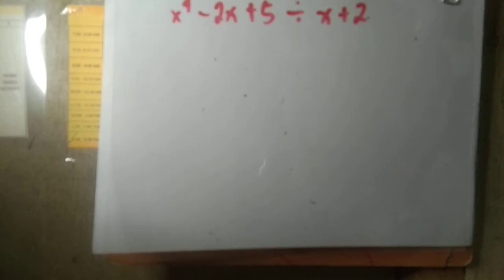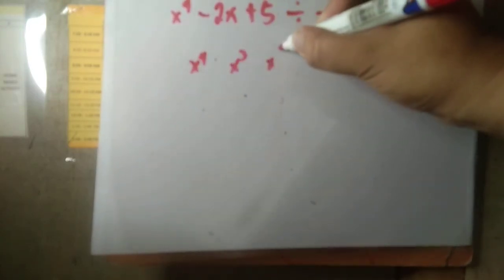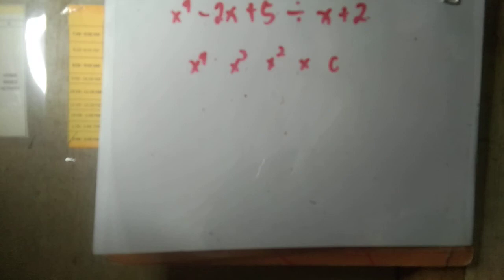Okay, so subukan na natin ito. So, let's have the x to the fourth minus 2x plus 5 divided by x plus 2. Okay, so again, ang gagamitin lang natin dito ay synthetic division. Okay, we will be starting now with x to the fourth, then x cubed, x squared, x, at yung constant value. So, 5 numbers ang ililista natin pa sa synthetic natin.